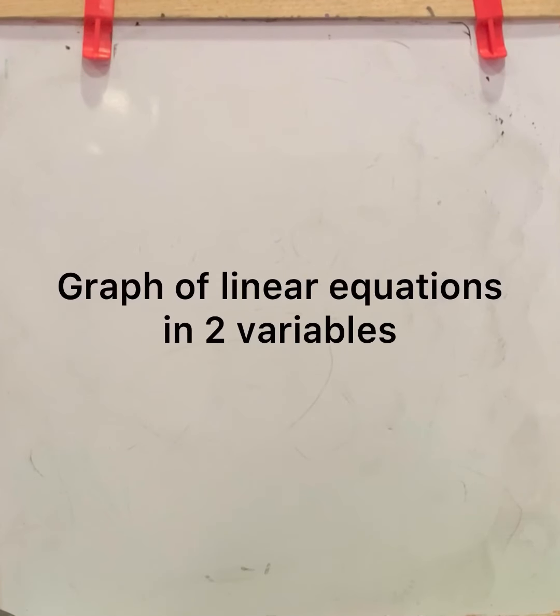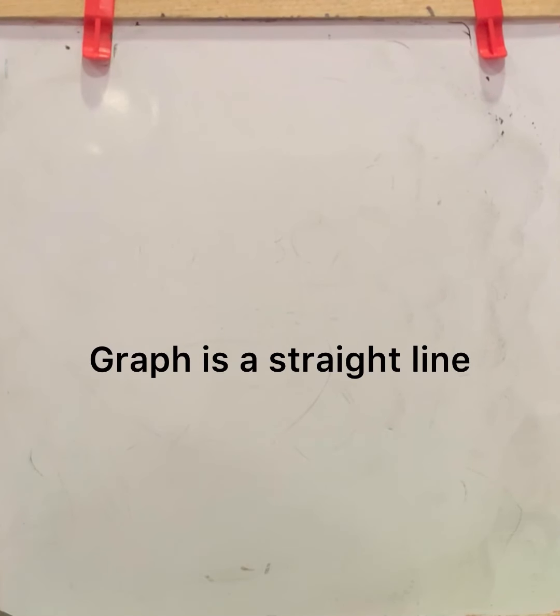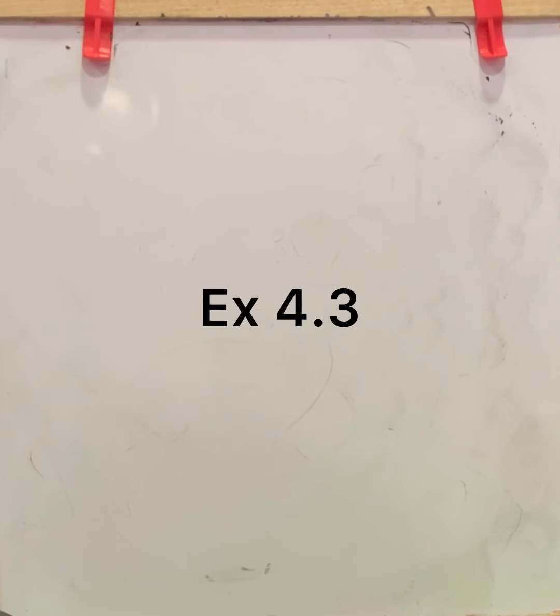Namaste. Today we are going to learn about graph of a linear equation in two variables. We have already checked graph of linear equation in one variable. And remember, always linear equations graph, whether it is one variable or two variable, always the graph will be a straight line. Linear equations graphs are always straight line.